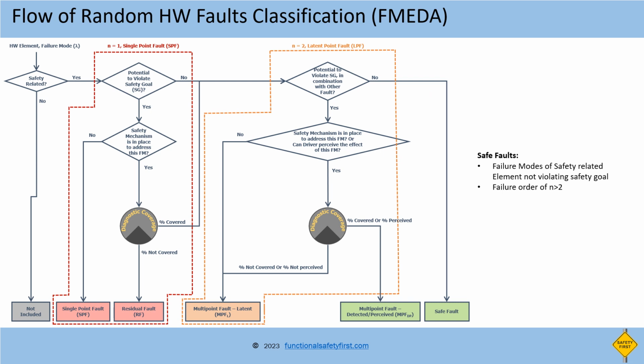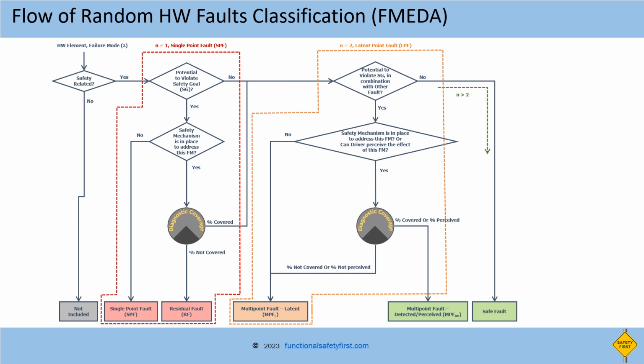We analyzed the single independent fault and its safety goal violation, and then we analyzed two independent faults occurring at the same time and their safety goal violations. And now it talks about more than two faults. According to ISO 26262, n greater than 2, which means more than two faults occurring at the same time, is treated as a safe fault unless it is safety relevant as per the concept.